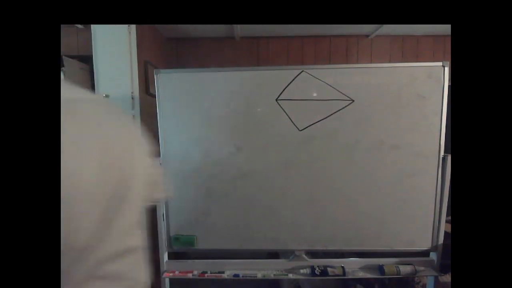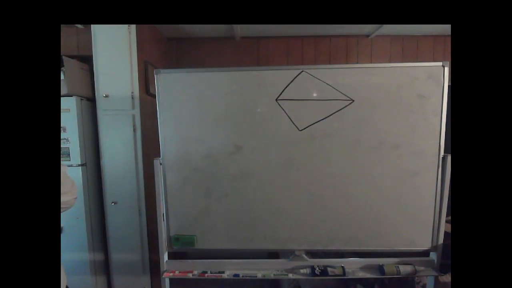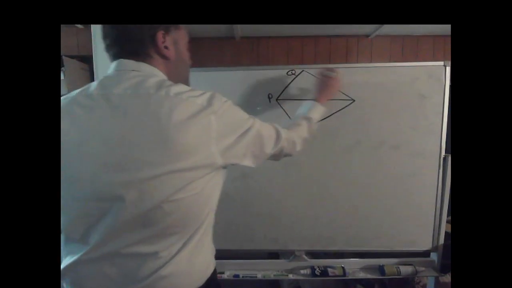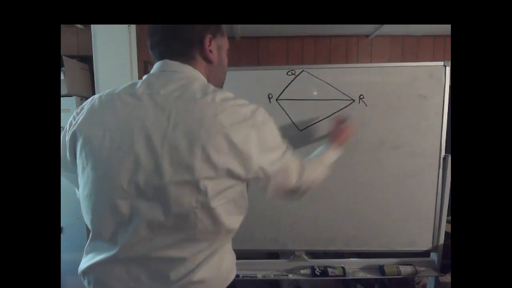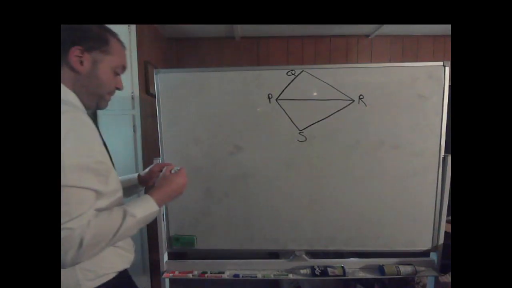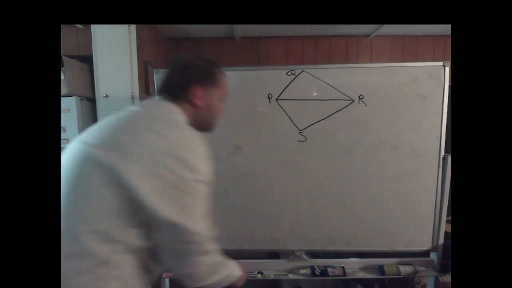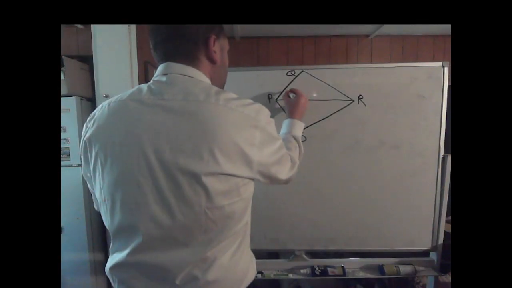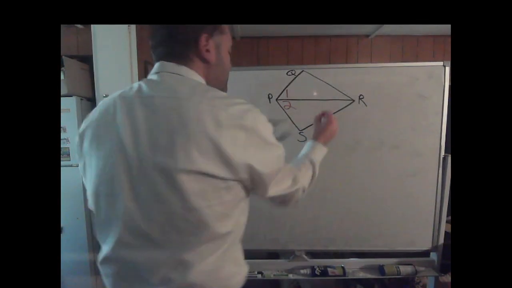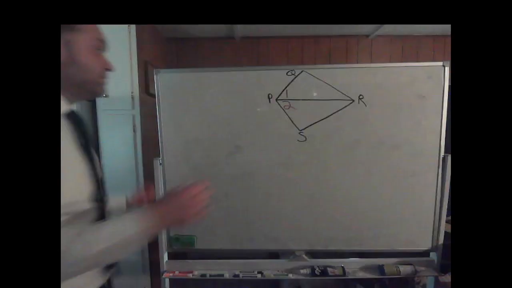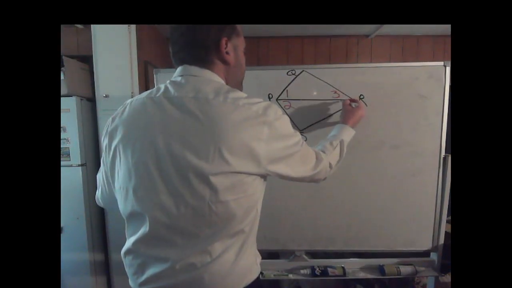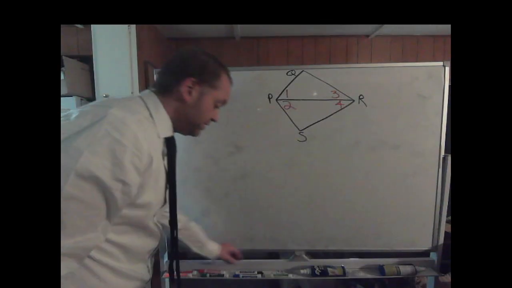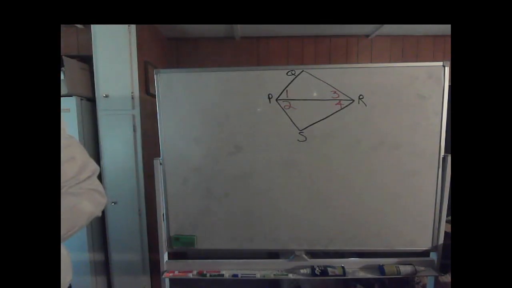So we got two triangles here. P, Q, R, and S. So there's two triangles there. We have angles 1, 2, 3, and 4. Alright, so this is the last proof of the day, and then we're done with the lesson. What do they give us in this one?